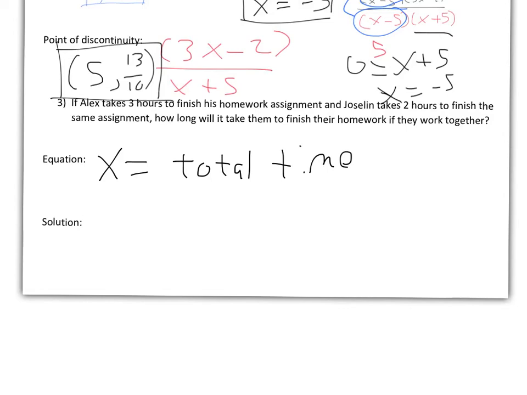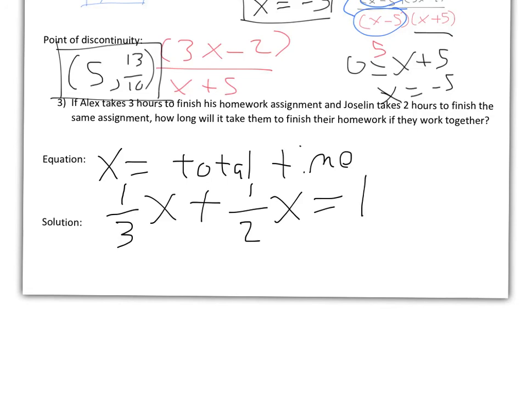If it takes Alex 3 hours to finish his homework, then he's working at a speed of 1/3 of a homework assignment per hour. So his speed is 1/3 times the total time it takes them, plus his help from Jocelyn, which will be 1/2 times the time it takes them, equals how many ever homework assignments they're trying to finish?